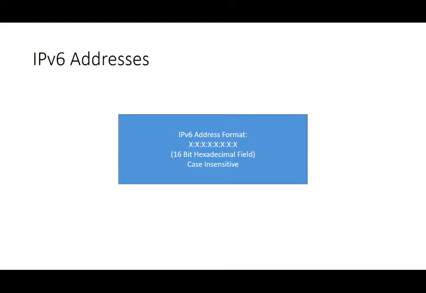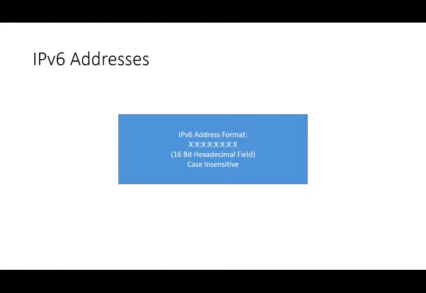You will need to understand the IP version 6 address format. Now we represent it as hexadecimal values. Each hexadecimal field is 16 bits. These are case insensitive, being that we are using hex values. We don't really care whether it's uppercase or lowercase. That makes no difference. And so we are going to have a combination of letters and numbers.